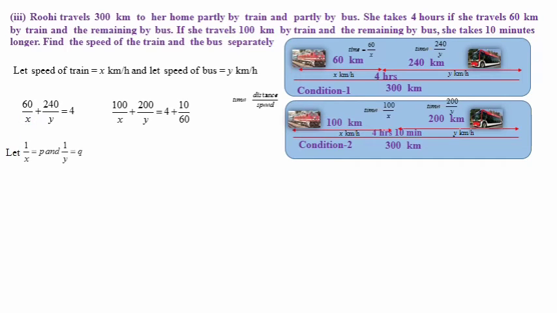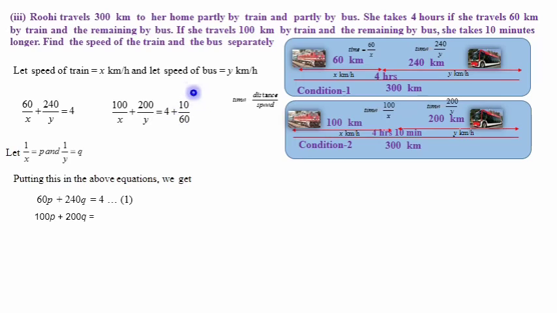As before, for 1 by x we substitute p, and for 1 by y we substitute q. The equation becomes 60p plus 240q is equal to 4. That is the first equation. The next equation is 100p plus 200q is equal to 4 plus 10 by 60.